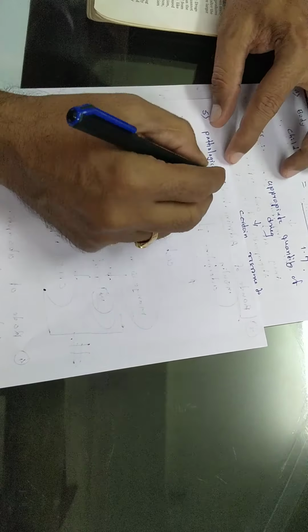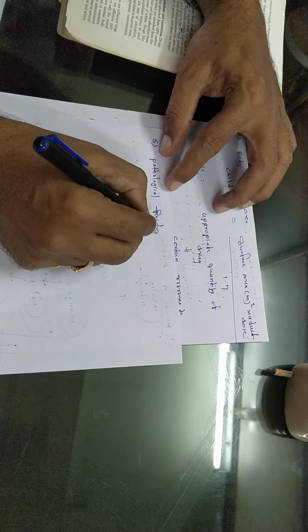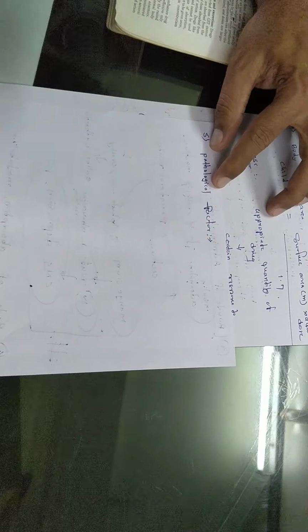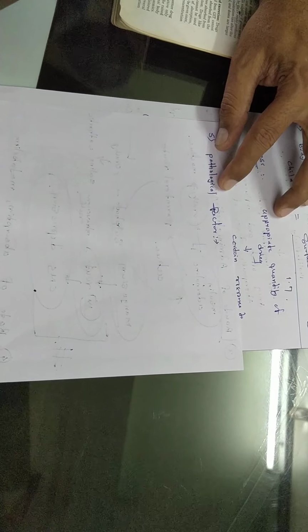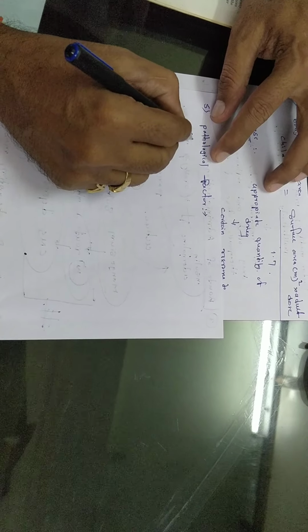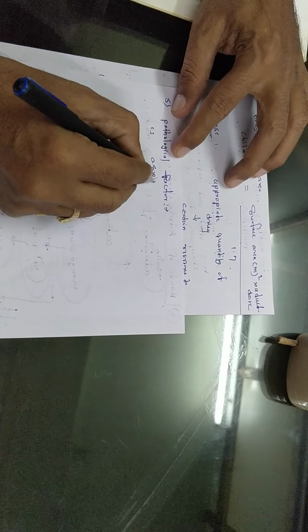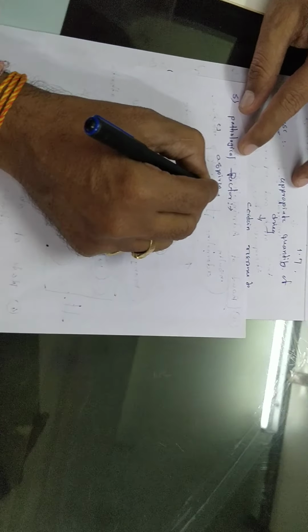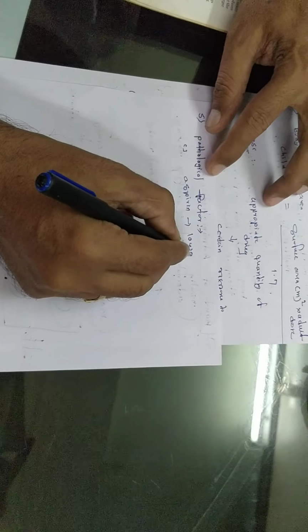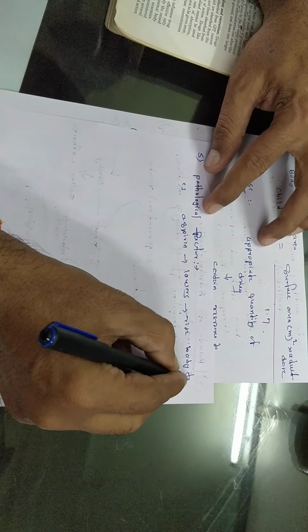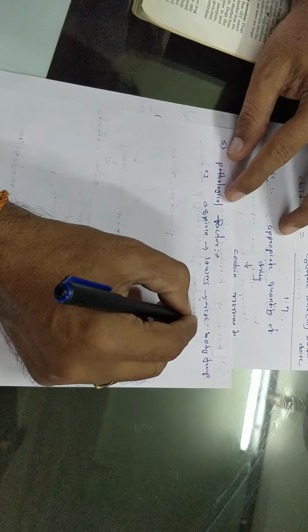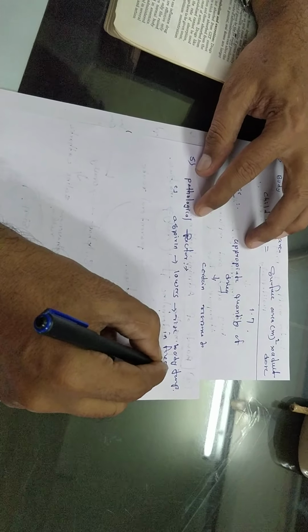Now, the last factor today, the pathological factor. Several diseases can influence drug action and drug disposition. Some drugs are effective only when the disease is present. Example, aspirin lowers the raised body temperature in fever.